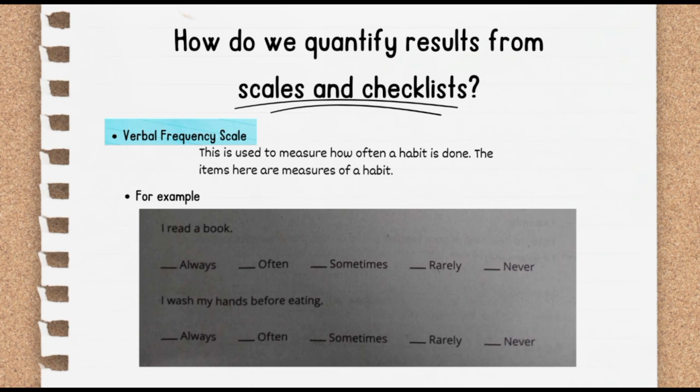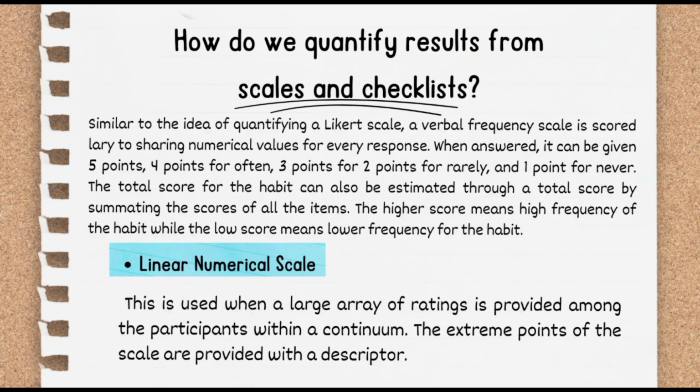Okay, since this is about frequency now, and with regards to what I have said earlier, whatever value is placed on the choices, it should be organized. It should be lowest to greatest or greatest to lowest. Let's proceed to the linear numeric scale.